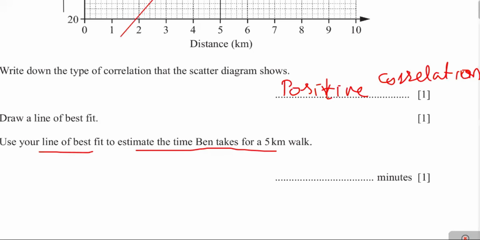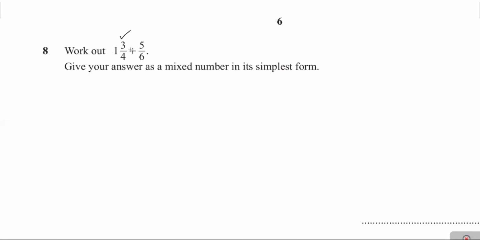58 minutes. Question number 8, work out 1 3/4 plus 5/6. In this addition of fractions, firstly we convert the mixed fraction into an improper fraction. Therefore, we write it as 7/4, and next is plus 5/6, written as it is. To add the fractions, we make the denominators the same, and therefore we multiply the first fraction by 3, and the next fraction is multiplied by 2, numerator and denominator both.